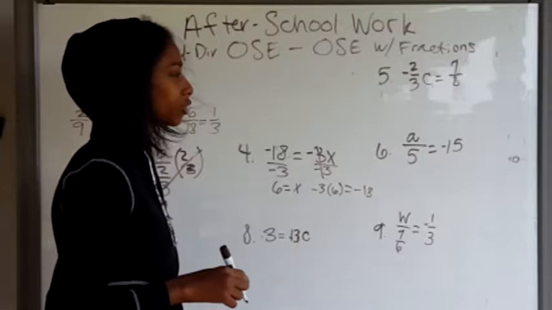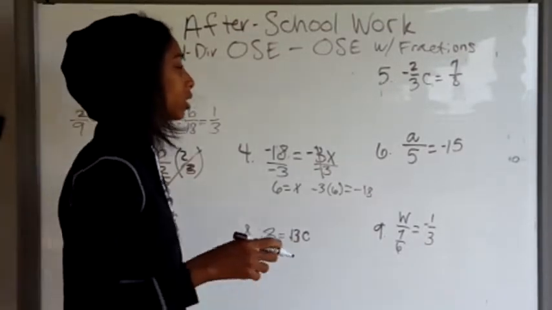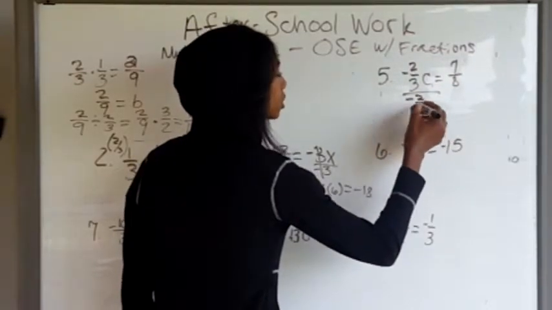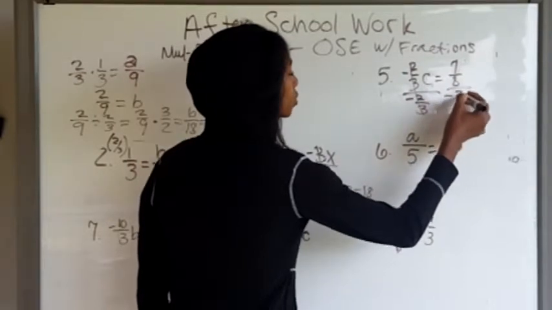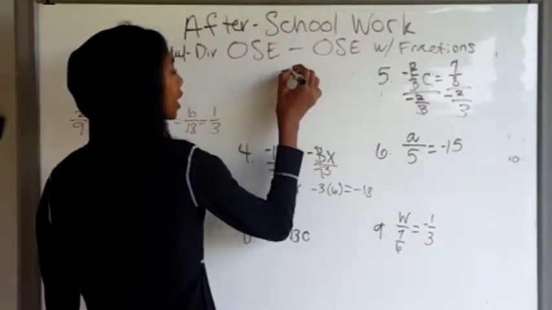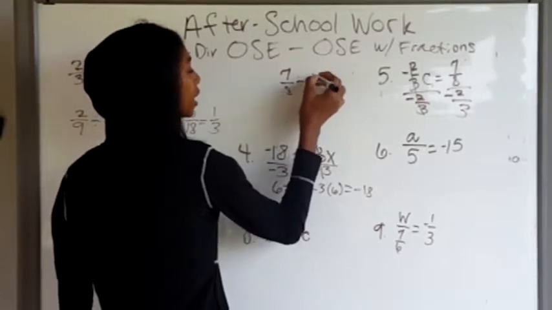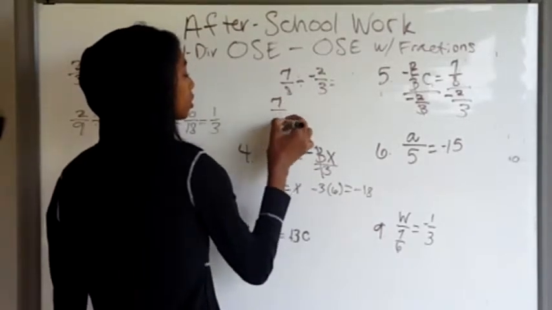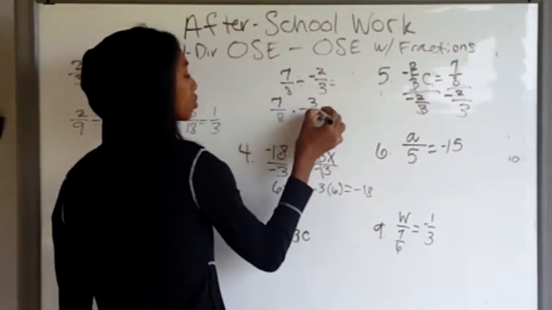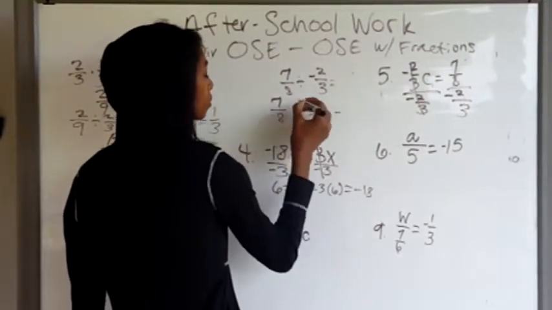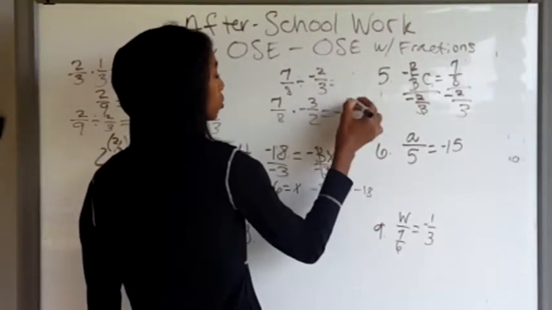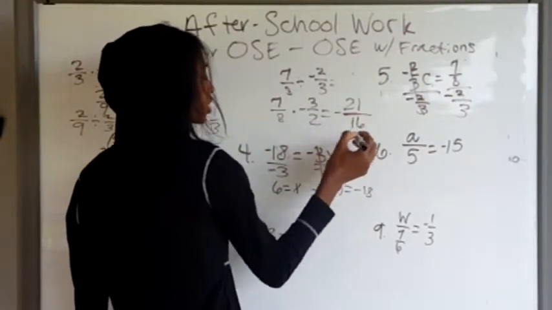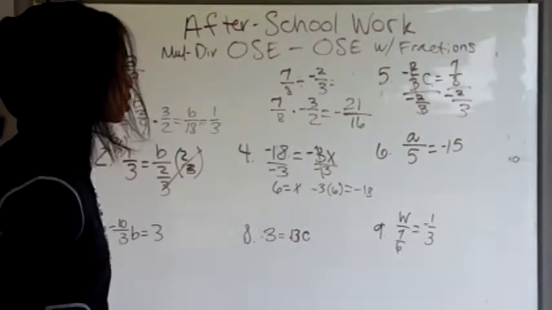Alright, for number 5, we have -2/3 times c equals 7/8. So we're going to divide to get the variable alone. So divide by -2/3. Those cancel out and divide by -2/3 on this side. So that's 7/8 divided by -2/3, which is the same as 7/8 times -3/2. So it's going to be 7 times 3 is 21, and it's negative, and then 8 times 2 is 16, so -21 over 16.